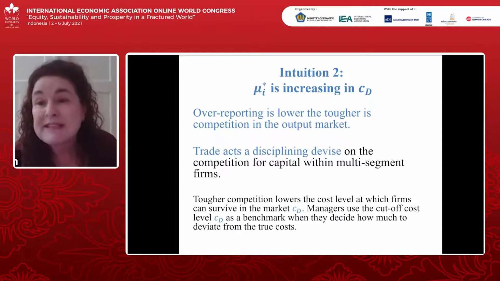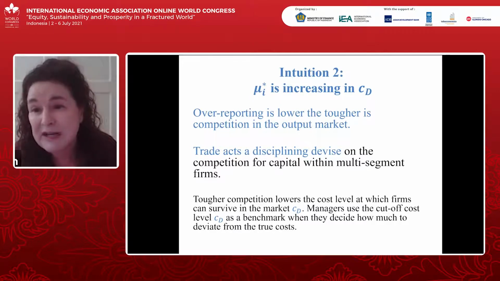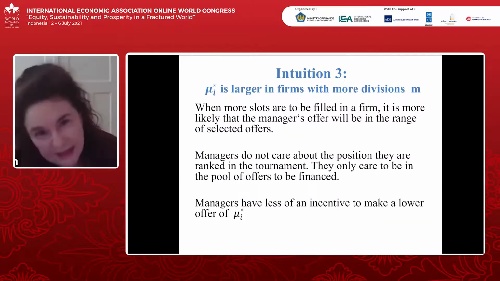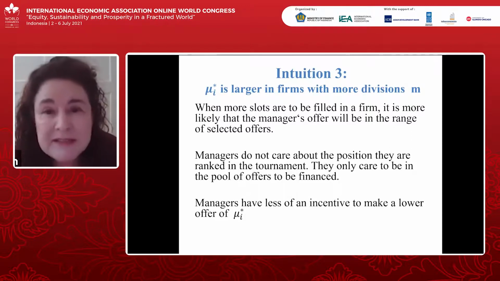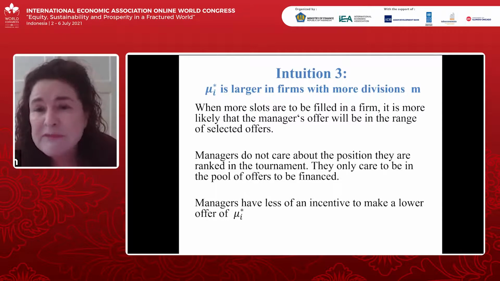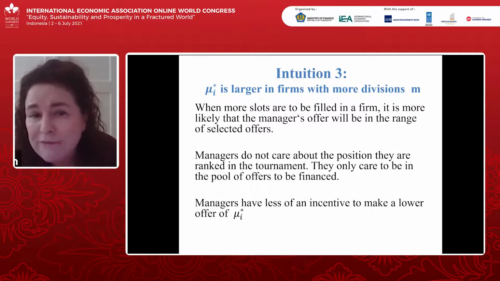Because the segment cannot survive in the market. So trade acts as a disciplining device. And the last comparative statistic says that the over-reporting factor is larger in firms with more divisions. And the reason is the following. When the firm offers more slots to be filled, it is more likely that the manager's offer will be in the range of selected offers.